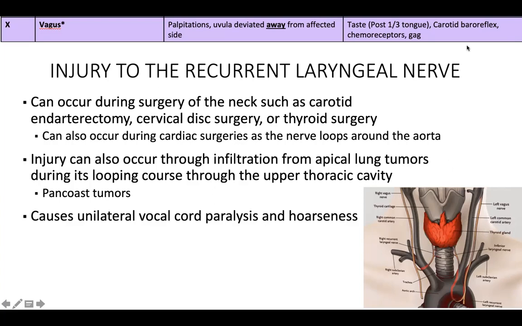So it can occur during surgery of the carotid endarterectomy, also thyroid surgery, cervical disc surgery. I included a picture so that you could see it. The right side is going to loop under the right subclavian, and then the left is going to loop under the arch of the aorta.